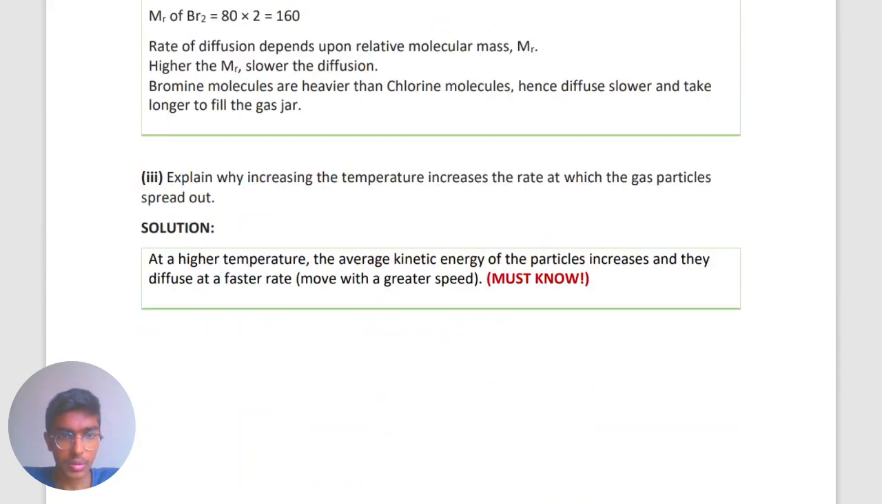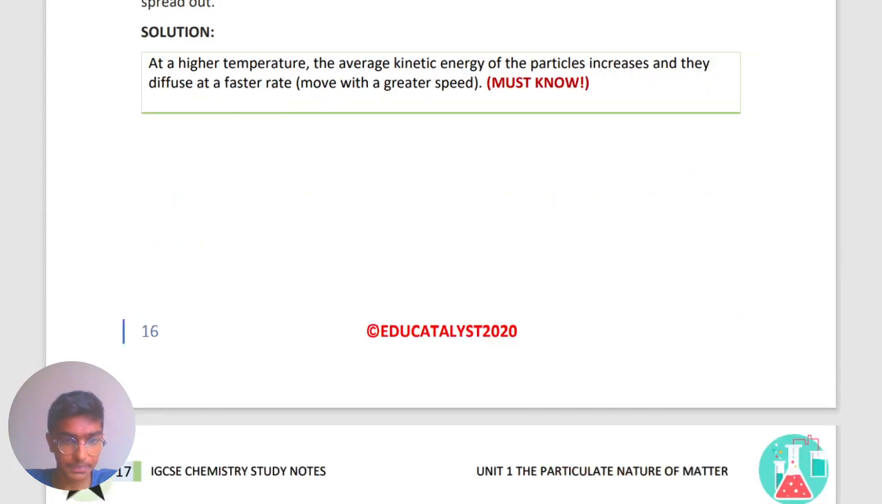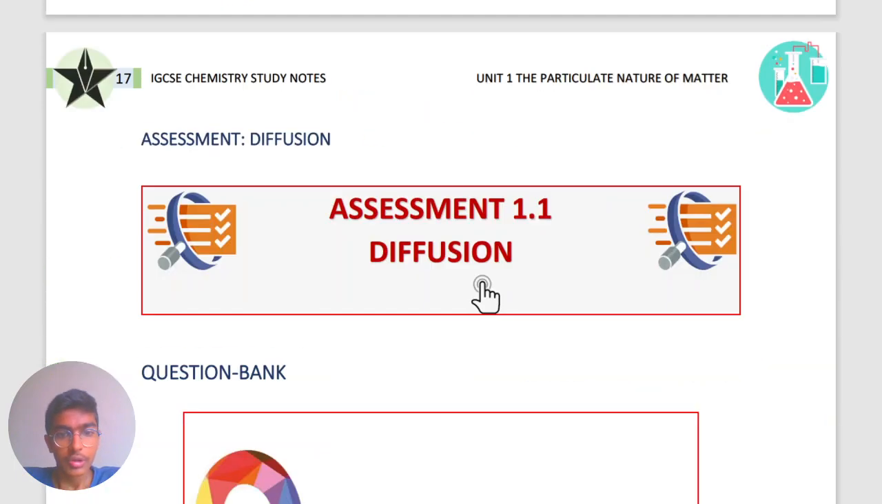Okay, the next question asks to explain why an increase in temperature will increase the rate of diffusion of particles. This is because a higher temperature results in the particles gaining higher kinetic energy. Because they have higher kinetic energy, there will be more frequent and successful collisions. The more frequent and successful collisions will make the particles collide with each other and therefore they will spread out. Okay, so there you go, guys.